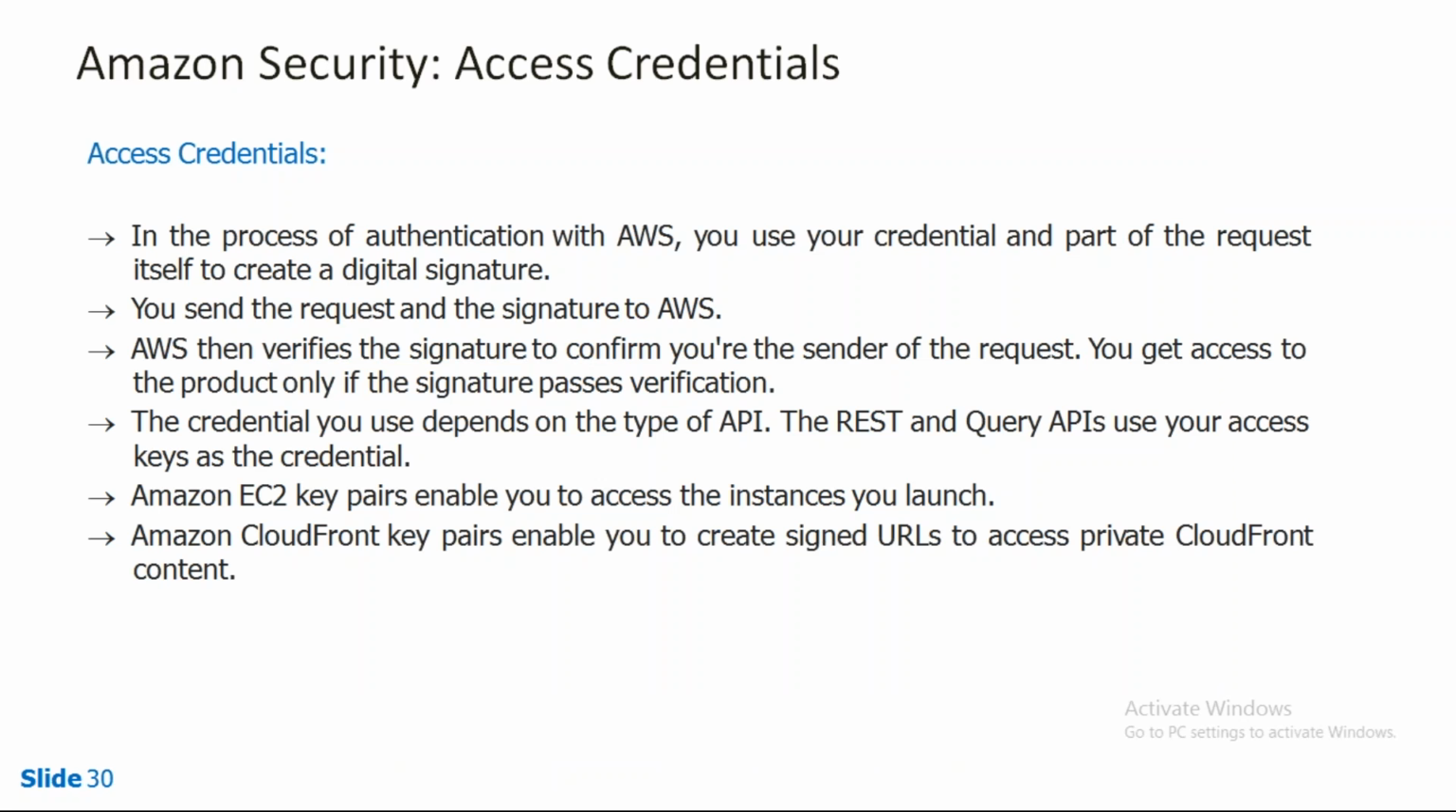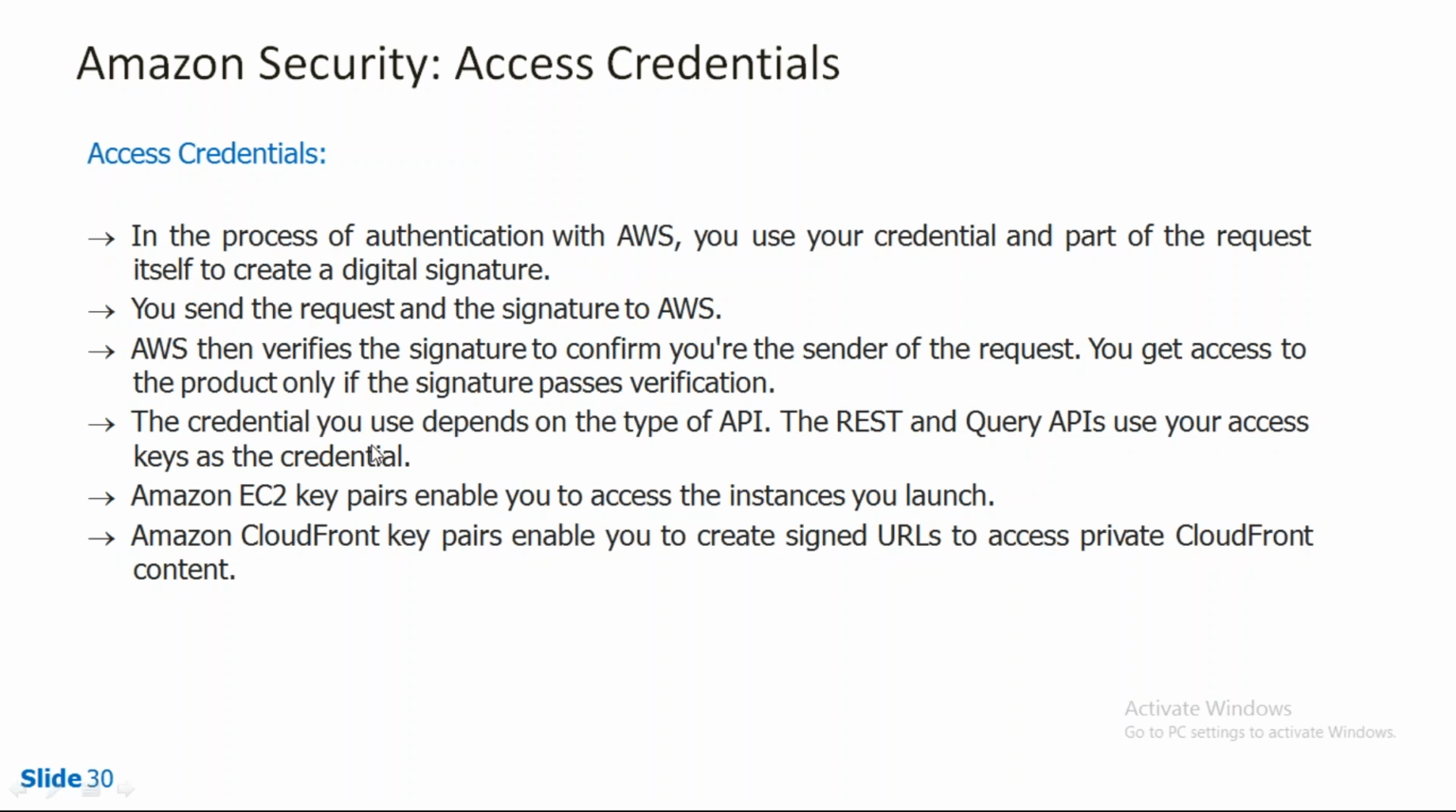Then access credentials, Amazon security access. In the process of authentication with AWS, you use your credentials as part of the request itself to create a digital signature. Authentication is another layer of security, where you have to authenticate yourself to log in. You send the request with the signature to AWS. AWS then verifies the signature to confirm you are the sender of the request. You get access to the product only if the signature passes verification.